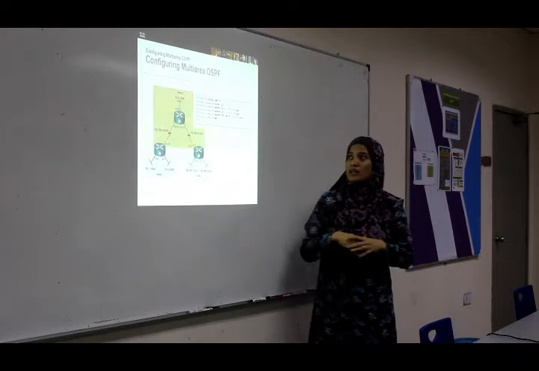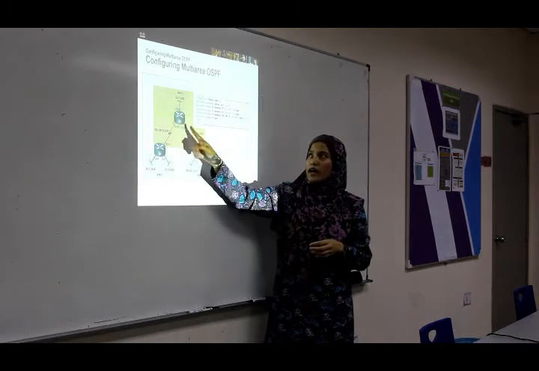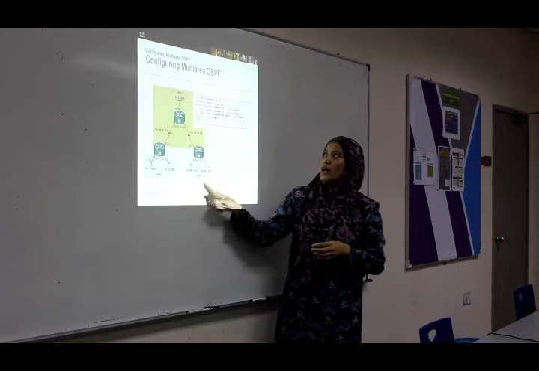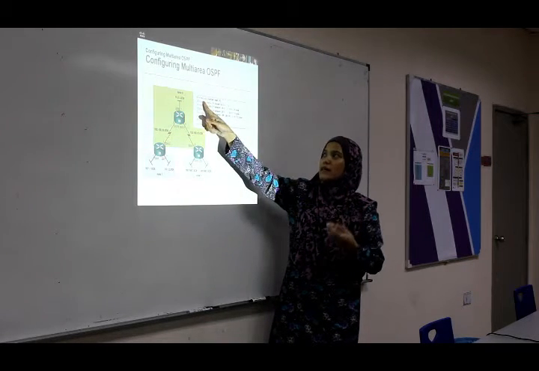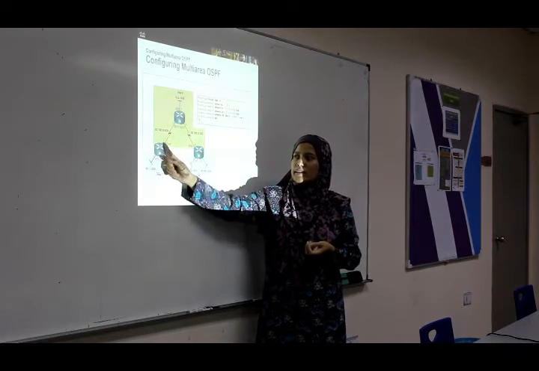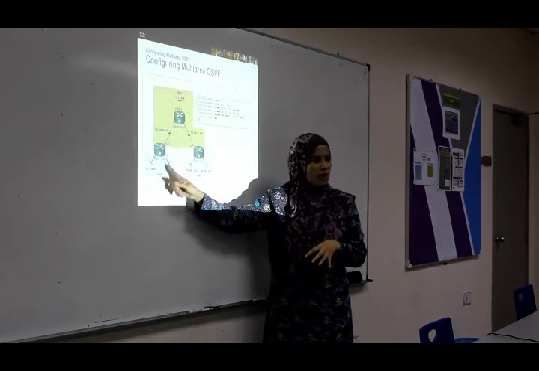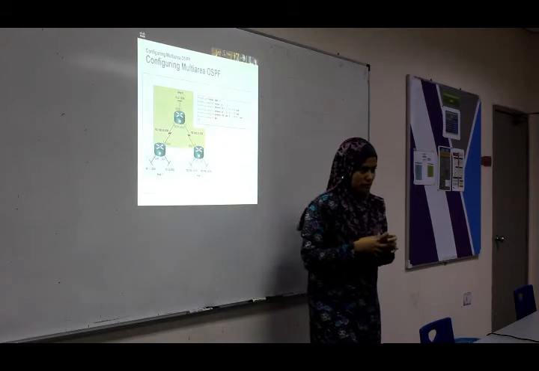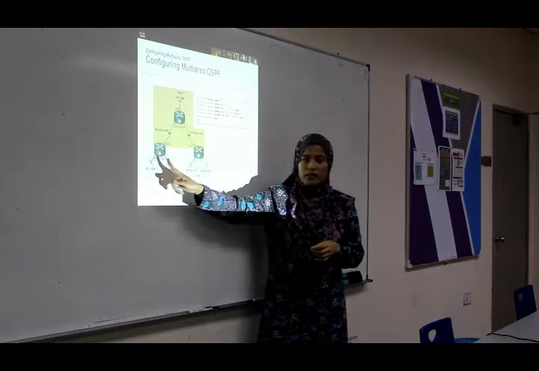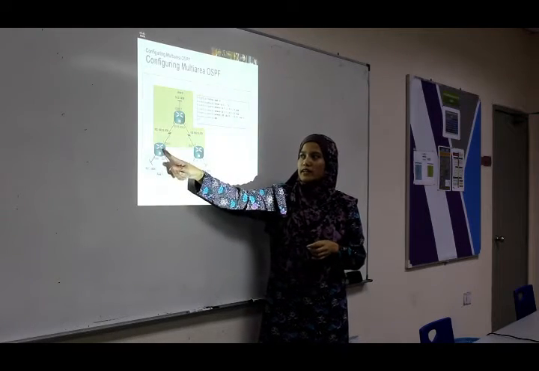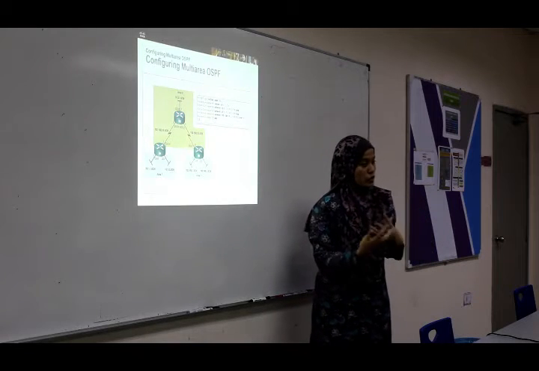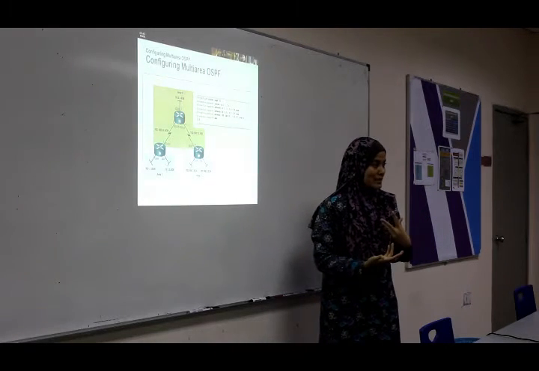Okay, so let's say here we have area 0, area 1, and area 2. I am giving an example of R1. R1 is here. R1 has how many interfaces? 3. The first one is G0/0, the second one is G0/1, and the third one is S0/0/0. So how do we configure it to support a multi-area network?